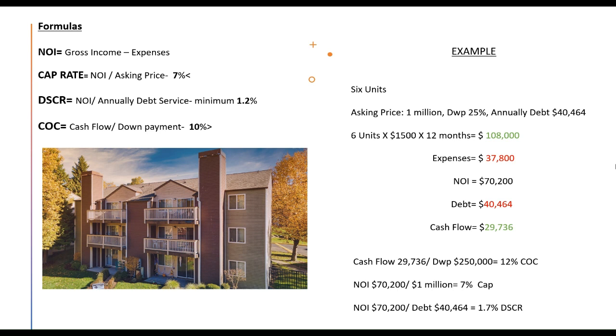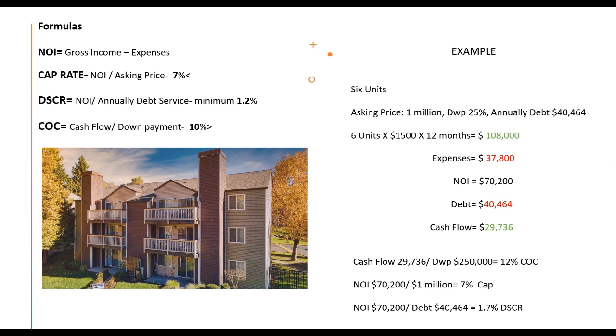70,200, minus the debt, the mortgage, 40,464, and that is going to give us a total of $29,736, which is our cash flow. That's our profit. And at the bottom, as you can see, is how we come out with those numbers. So the cash flow divided by down payment is equal to 12% cash on cash return.